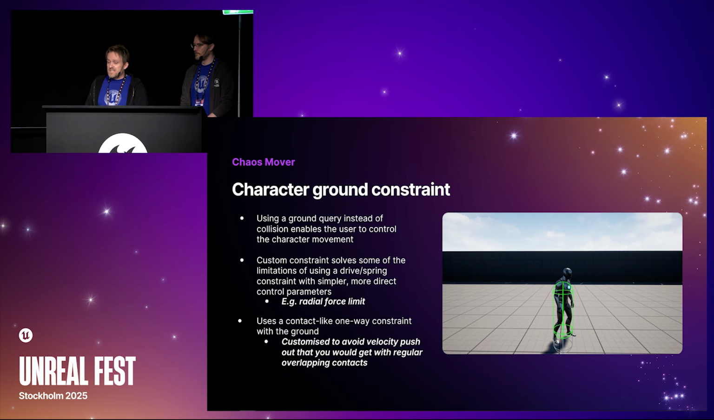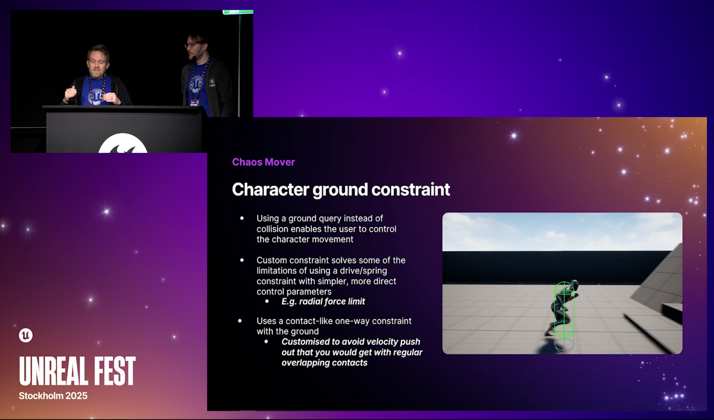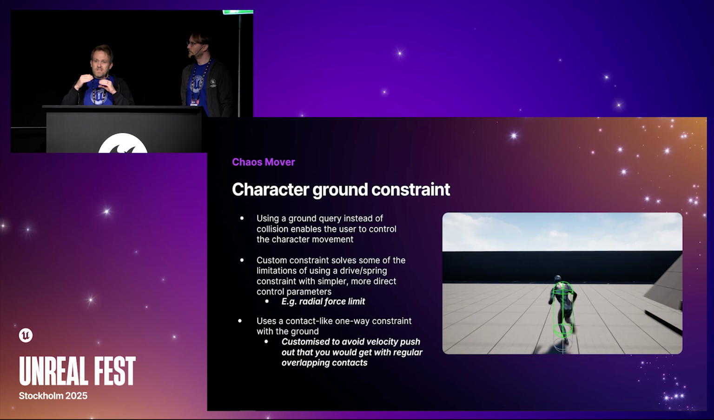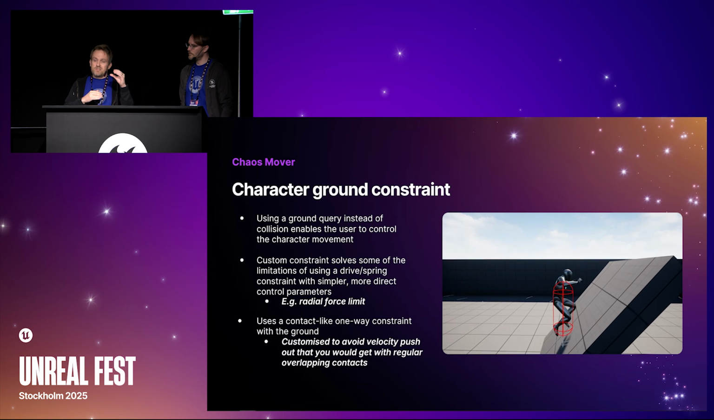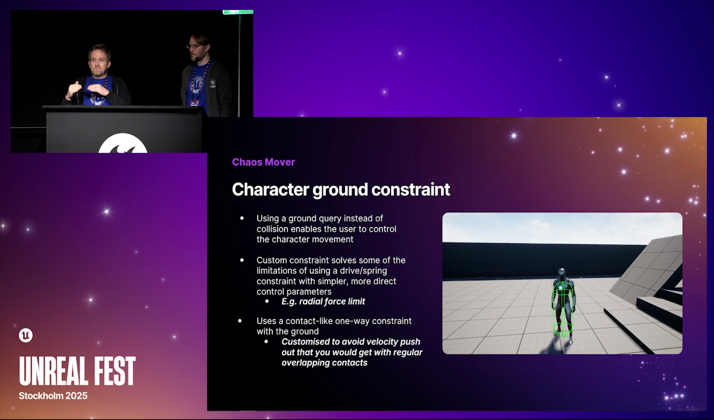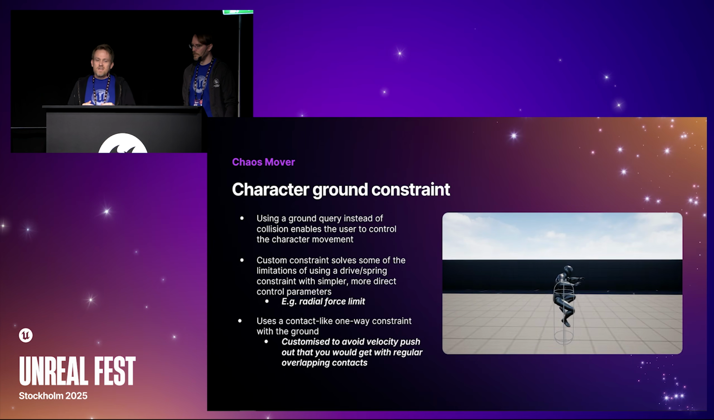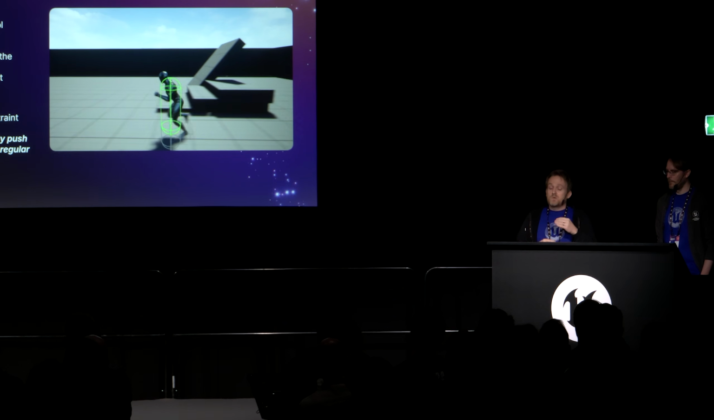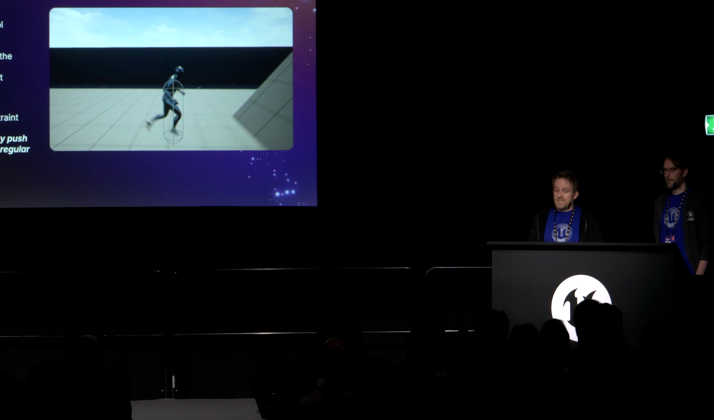And the second reason is that just using collision, you can get cases where, say, things are overlapping when you're moving up steps, and maybe the collision pops the capsule out and it can introduce velocity. So we didn't want that for the character. We didn't want the character to be launched if it happens to be going over some uneven terrain. And so with the custom constraint, we can push the character out of collision, but without introducing any additional velocity.